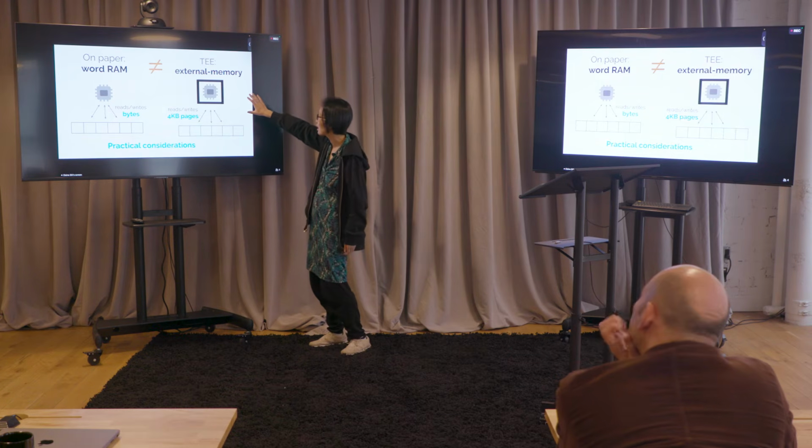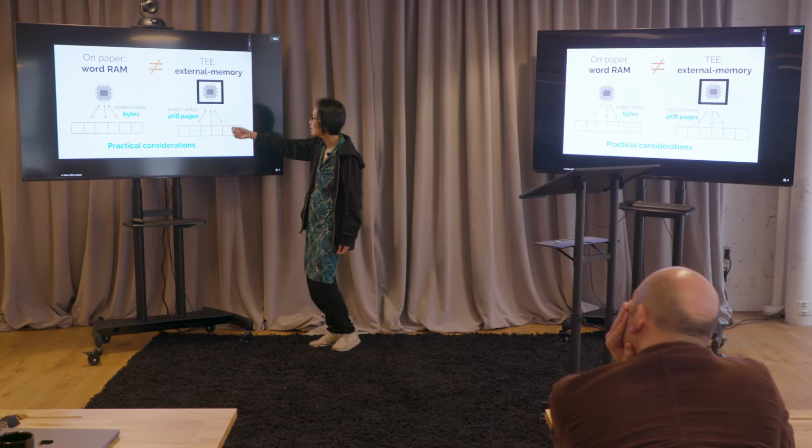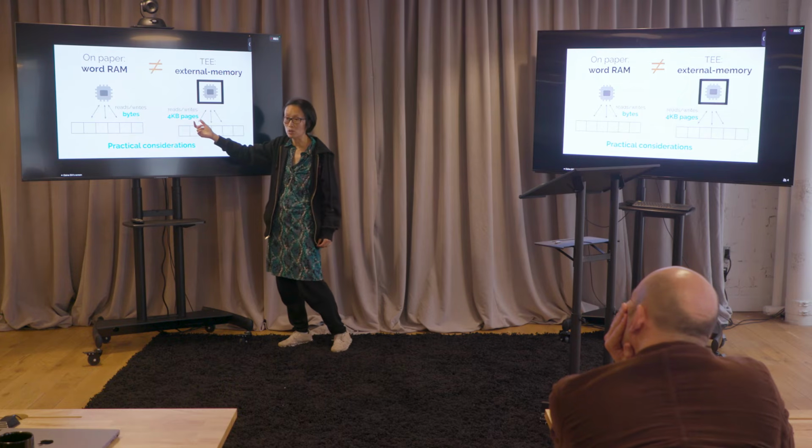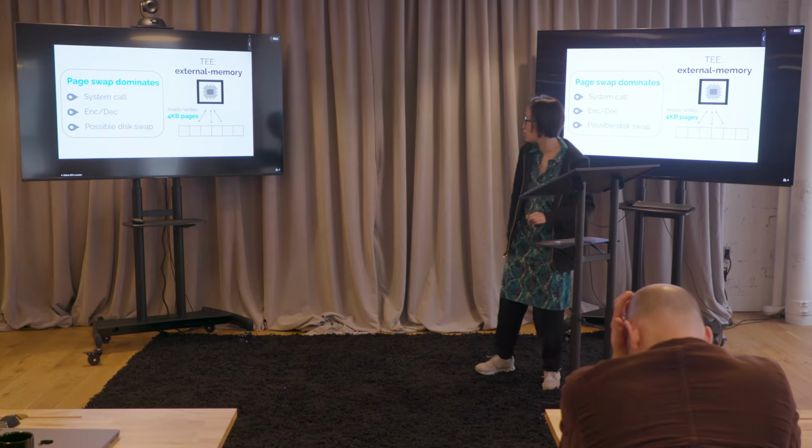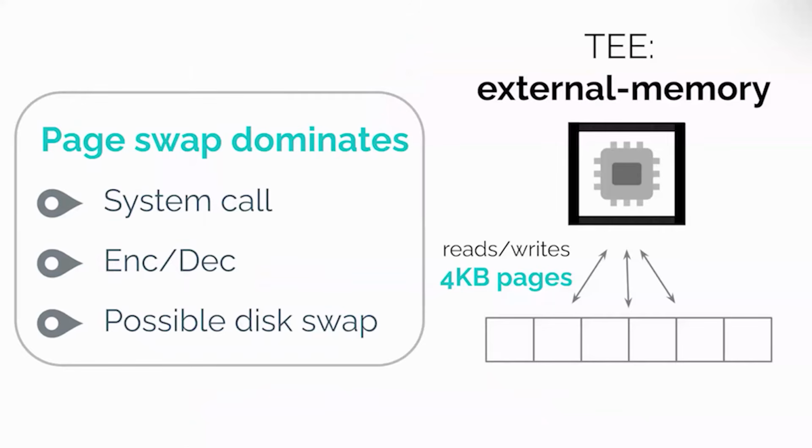For enclave architectures, what's important is that the page swap is a heavyweight operation. Every time you perform a page swap, you read and write 4 KB of data, even if you just want to read 1 byte. It doesn't actually make sense for the enclave to fetch just 1 byte of data from outside the enclave because of the high overhead of this context switch. With the page swap, you have to make a system call. You have to perform encryption and decryption. And if the data is actually residing on disk, you also have to make a disk swap.